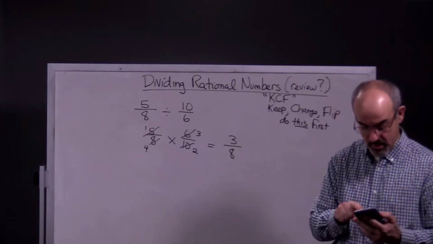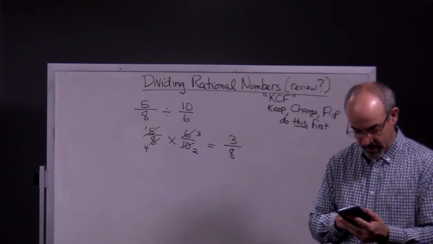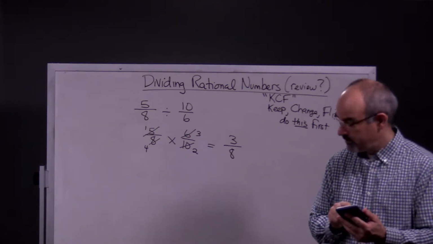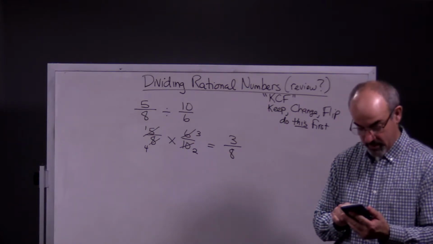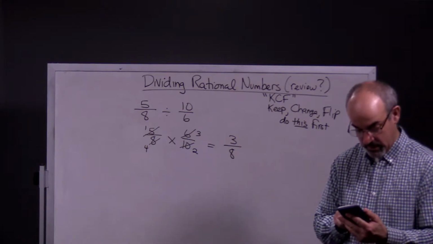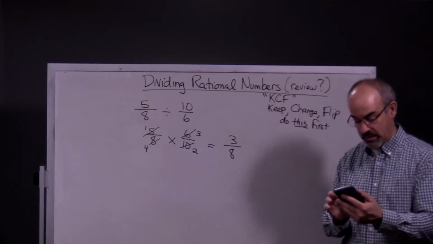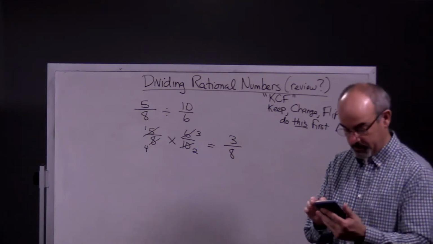I'm going to check my answer. So I'm going to do 5 divided by 8 divided by 10 divided by 6. 0.375, which is exactly what 3 over 8 is.